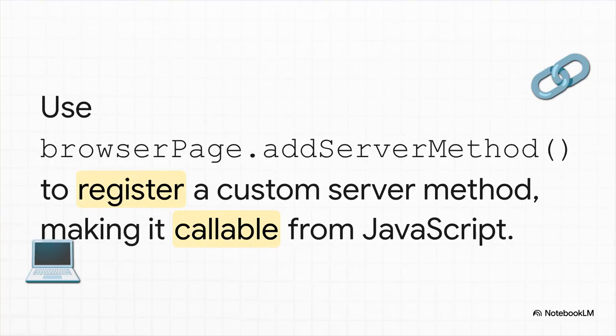On the server, pretty much everything starts with this one line of code. It's the addServerMethod function. This is part of the browser page object, and it's how you register your Java method with the framework. You give it a unique name, kind of like a phone number, and then you pass in the actual logic to run. This is what puts it on the map so the client can find it.